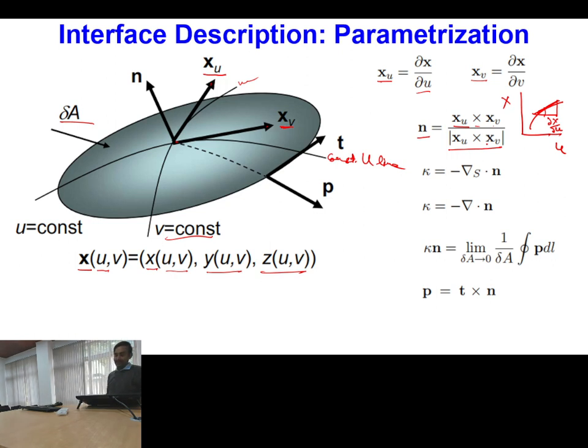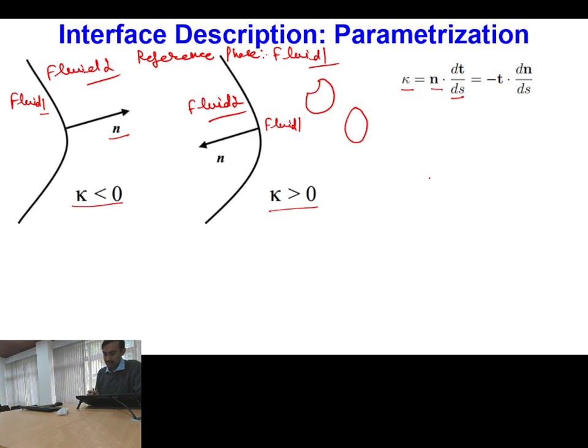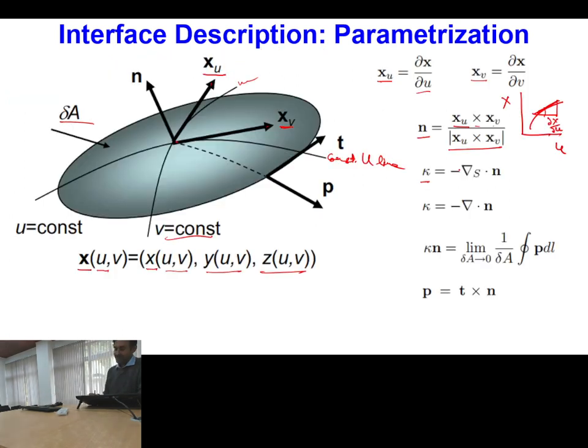Okay, and I also know from my previous discussion that if I have to define curvature, that curvature is nothing but n dot dt by ds or t dot dn by ds. So in a similar way, if I take the surface gradient of the unit normal vector, that will give me the value of the curvature. All are clear with this point?